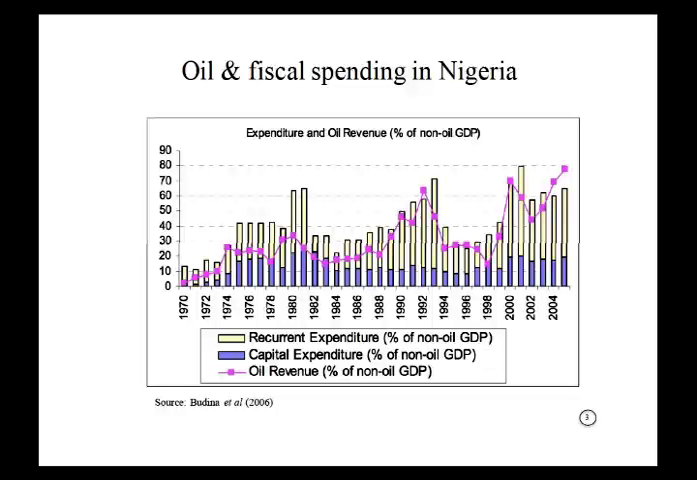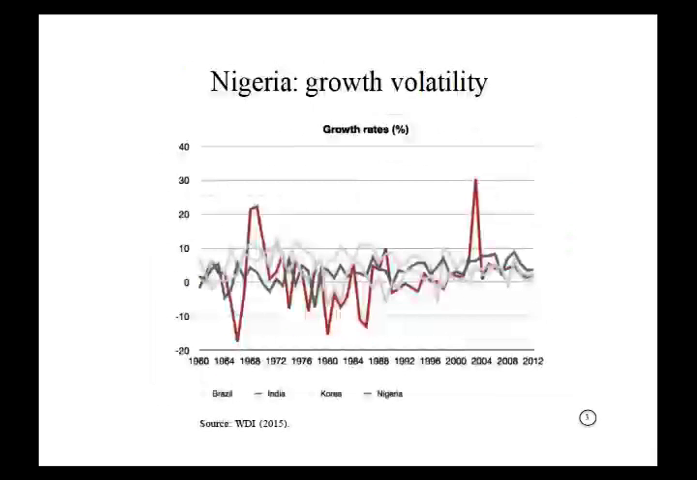As you can see, there is a close connection. As oil prices go up, the government increases its spending, and as oil prices go down, the oil revenues go down, and the government decreases spending. A perfect relationship. A lot of ups and downs. What is the effect of this? A very volatile economic growth rate. Lots of ups and downs. Just compare the growth rate of Nigeria to other countries, India, Brazil, and Korea. This is just to show you the magnitude of volatility in the Nigerian case.